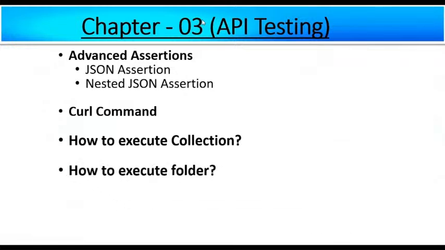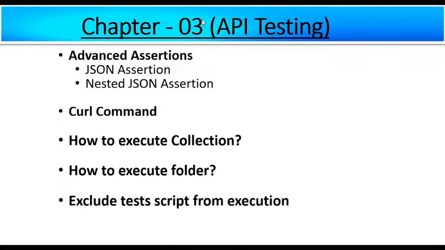Then after that I will discuss how to execute the folder test script. So we have multiple folders created. So there might be a scenario where you have to execute only specific folder test scripts. So we'll discuss how to do that. Then I will discuss how to exclude test script execution from any collection execution or folder execution. Then finally I will discuss how to export the collection into a JSON file so that we can execute all our API requests and the respective automatic test scripts from the command line.